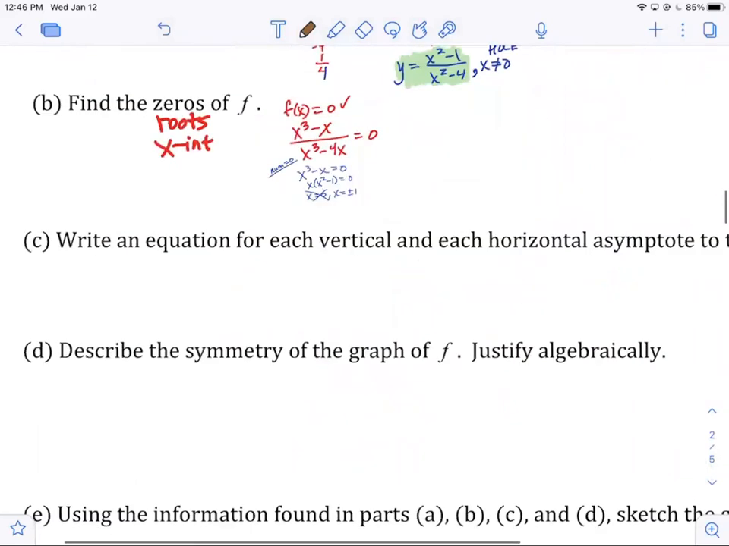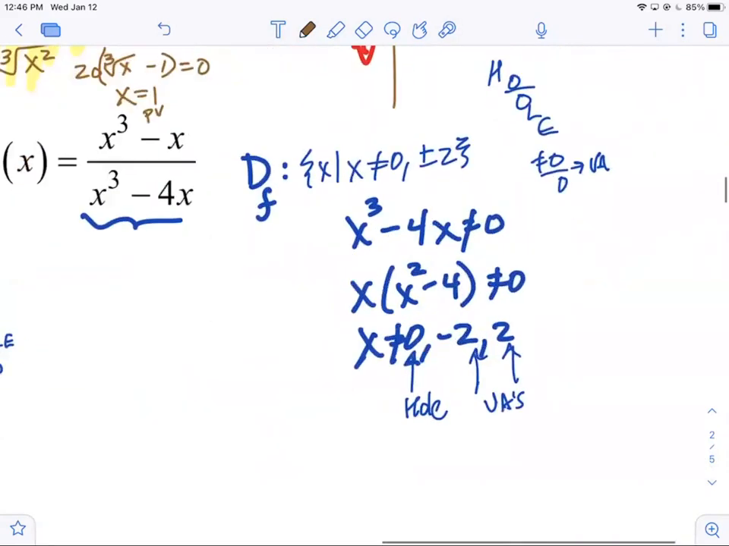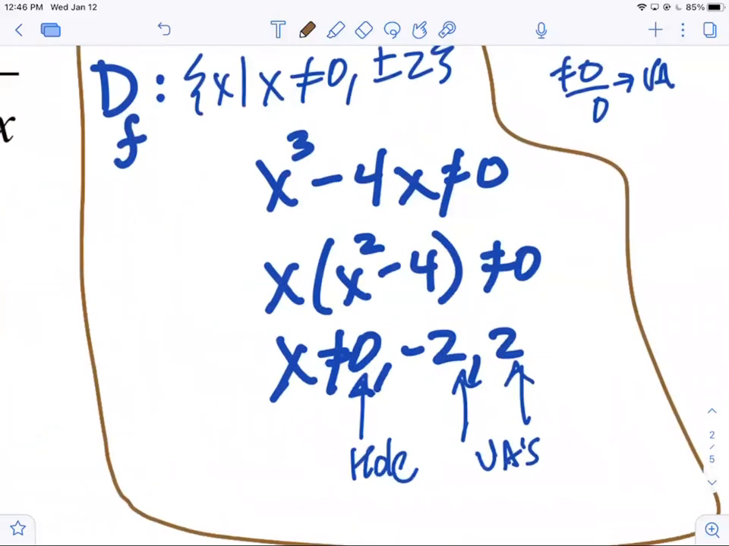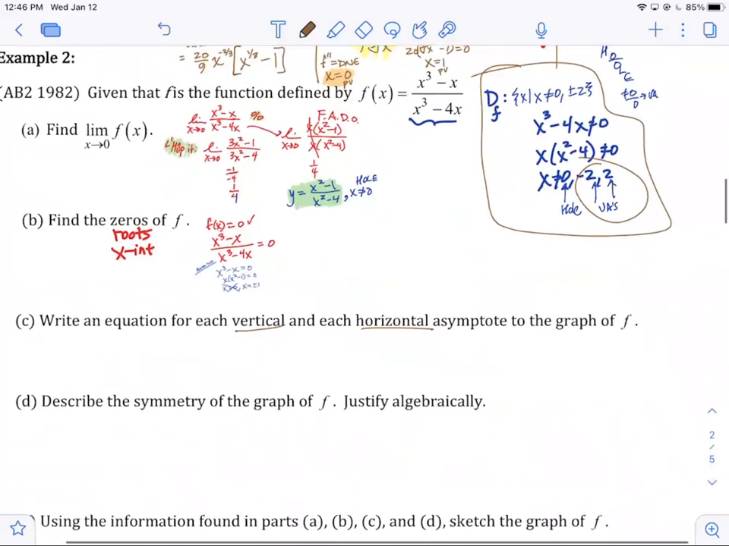Write an equation for each vertical and each horizontal asymptote. Hey, we've already got that information in part over here, right? Good thing we're used to finding domains first and figuring out what the discontinuities are. Okay, so here we go. The function's name is Frank. So we're going to say f has vertical asymptotes. We can't use VAs on the AP exam, darn it.